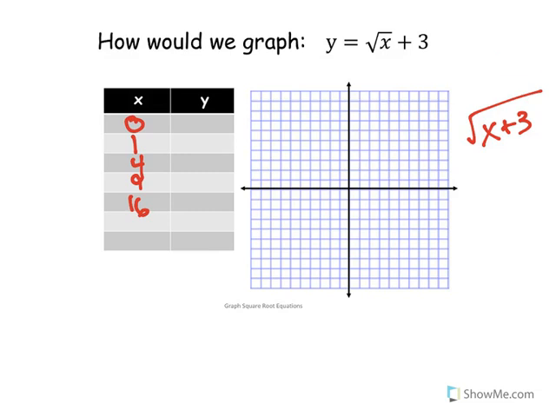This is basically saying take the square root of x and then add 3 to it. So square root of 0 is 0 plus 3 is 3. Square root of 1 is 1 plus 3 is 4. Square root of 4 is 2 plus 3 is 5. Square root of 9 is 3 plus 3 is 6. And square root of 16 is 4 plus 3 is 7. So let's see what this looks like now when I graph it. So I'm going to graph 0, 3. I'm going to graph 1, 4. I'm going to graph 4, 5. And I'm going to graph 9, 6.